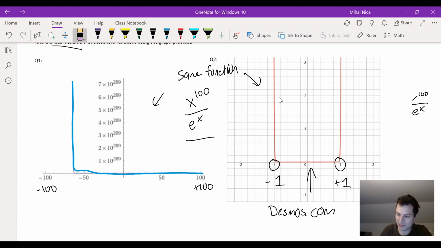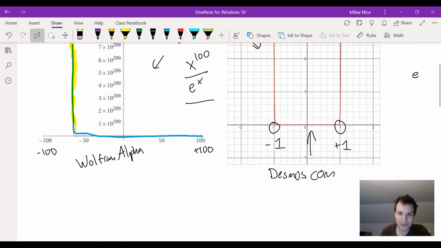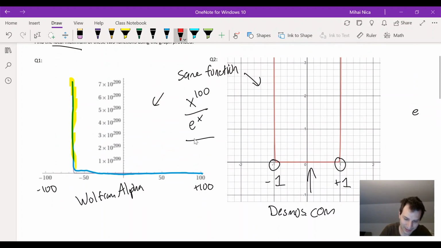Okay, so Desmos, useless. This is Wolfram Alpha, which is smarter. So Wolfram Alpha is a bit smarter, and it figured out that there's something interesting going on over here on the negative numbers, but still doesn't answer our question, where's the local maximum? In fact, this function has a local maximum right here at x equals 100.